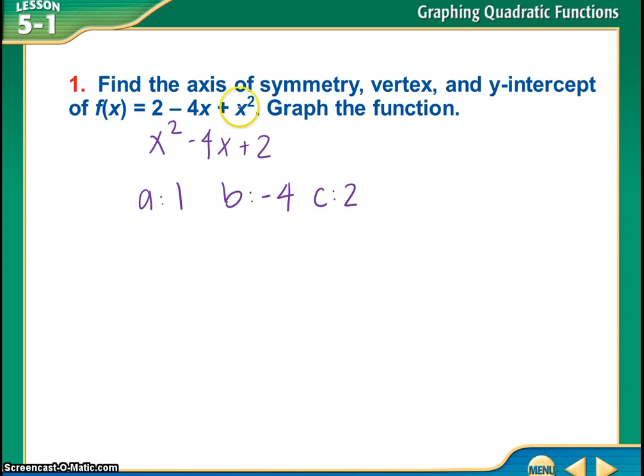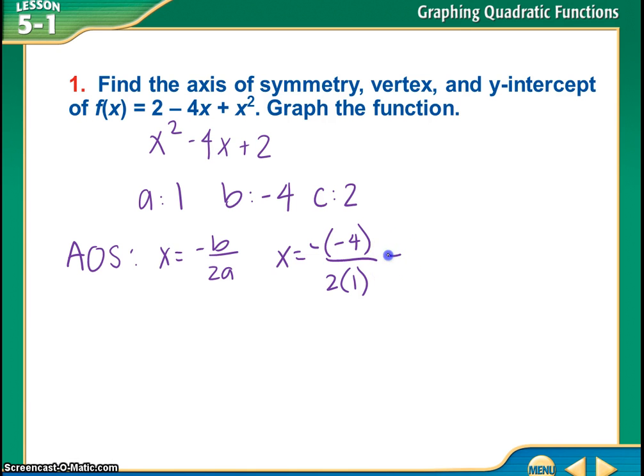To start off, we'll find our axis of symmetry, or AOS. Our formula is x equals negative b over 2a. So x equals negative b, which is negative negative 4, over 2 times a, which is 1. That simplifies to a positive 4 over 2, or just 2. So our axis of symmetry is x equals 2. Remember, you write your axis of symmetry as an equation because it is a vertical line.